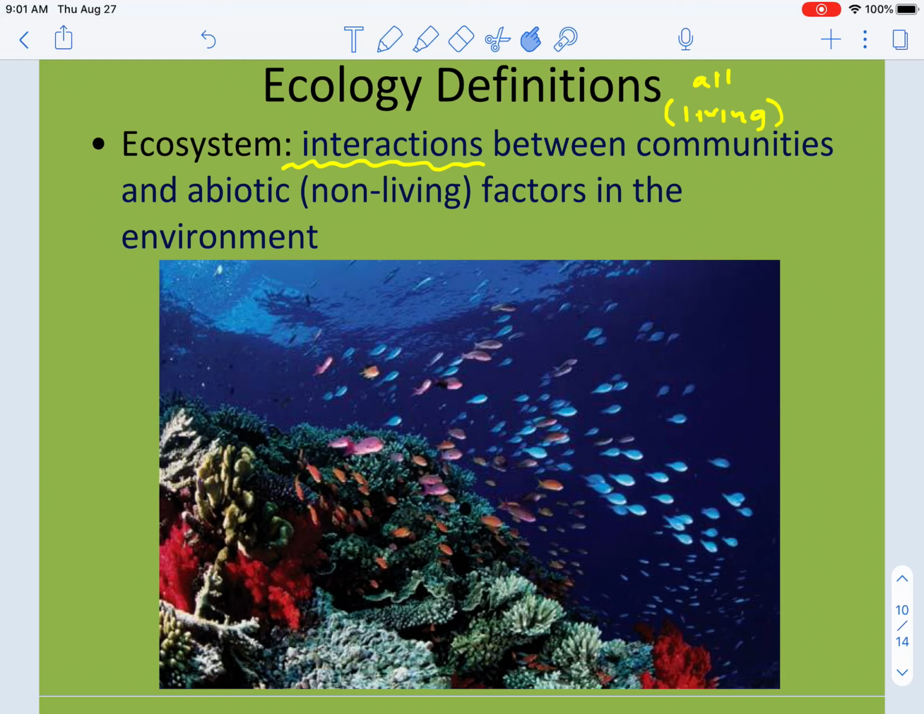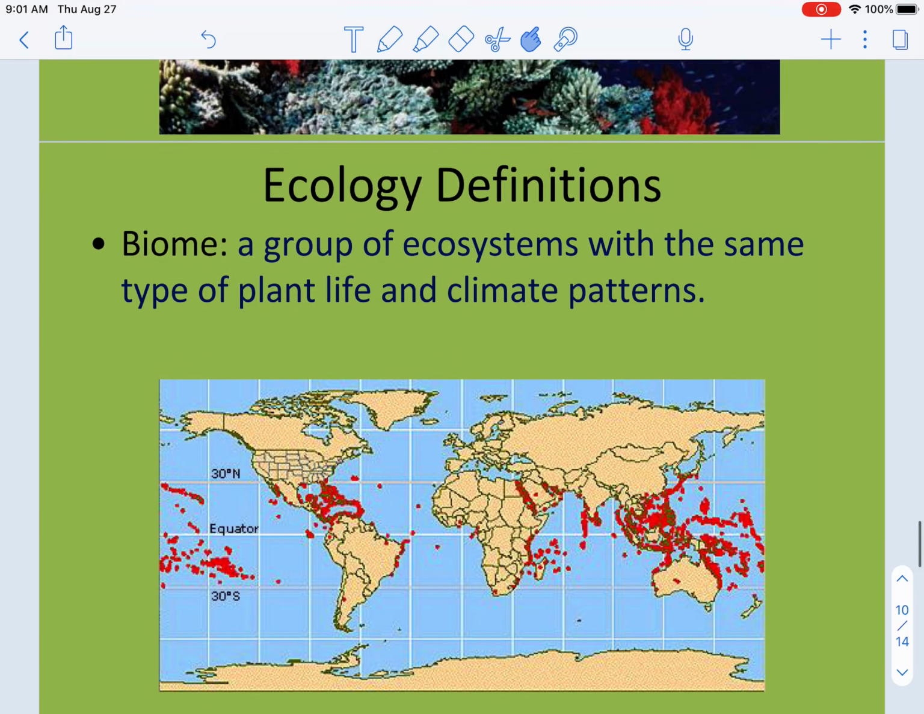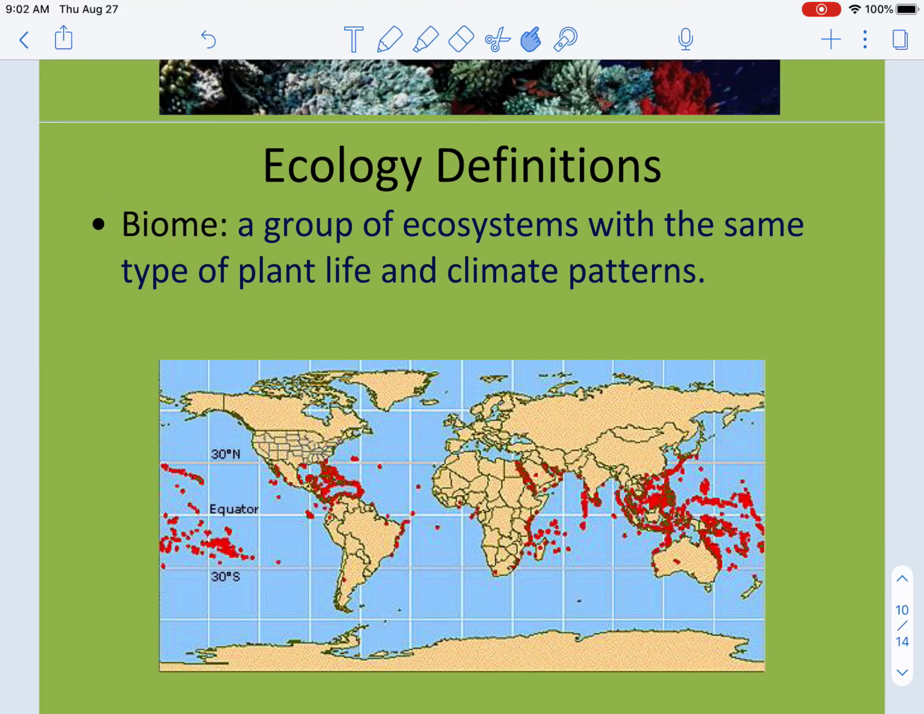So in that picture of the ocean, it's the water, it's the light, it's the oxygen in the water, it's all of the fish, it's all of the coral, it's all of the algae and the little animals and plants that we can't see with our eyes. Okay, now we're going to get into an even bigger scale where we're considering sort of categories. So what's a biome? Biome is how you pronounce that word. And a biome is a group of ecosystems with the same type of plant life and climate patterns.